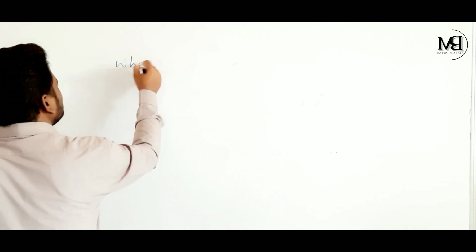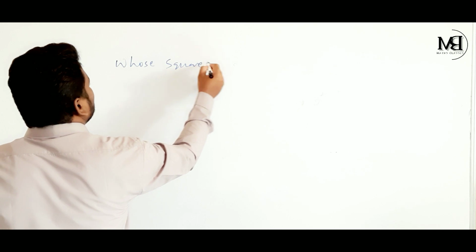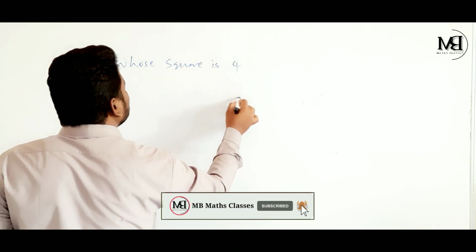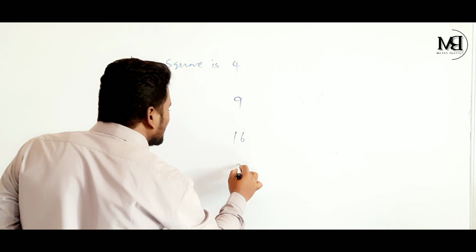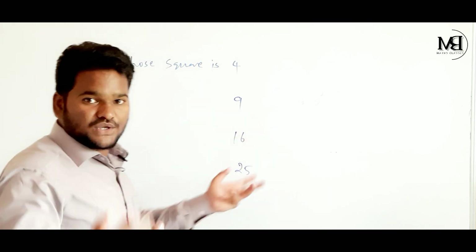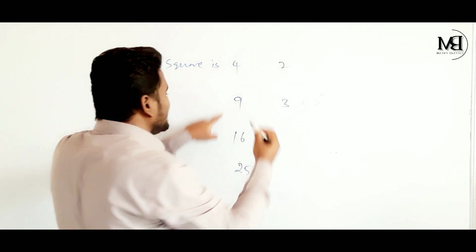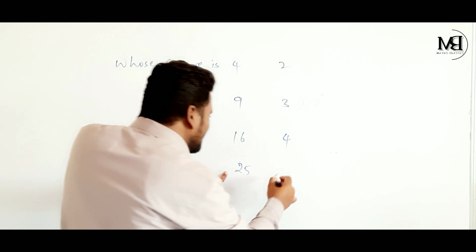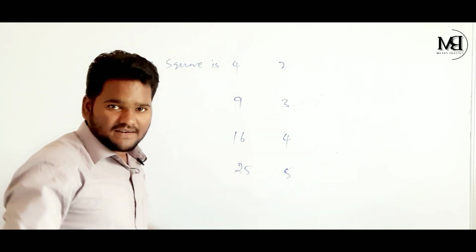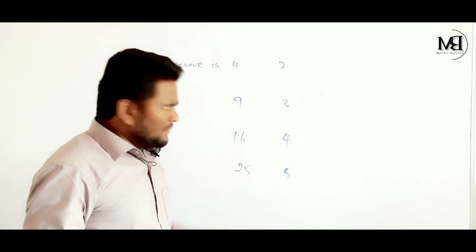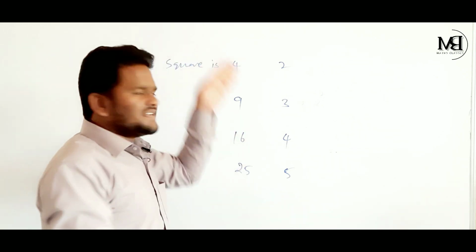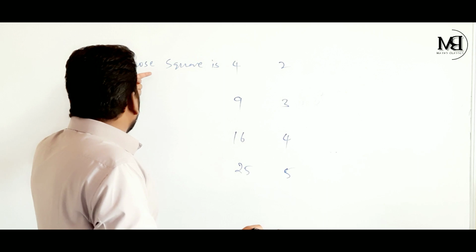Now, if the question asked is whose square is 4, whose square is 9, whose square is 16, whose square is 25? You know very well, 4 is the square of 2, 9 is the square of 3, 16 is the square of 4, 25 is the square of 5. You know very well. But what is the process? Process means actually you are doing the factorization of this one. That's okay.